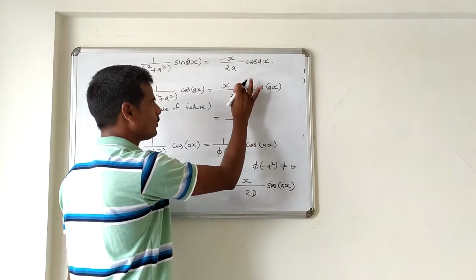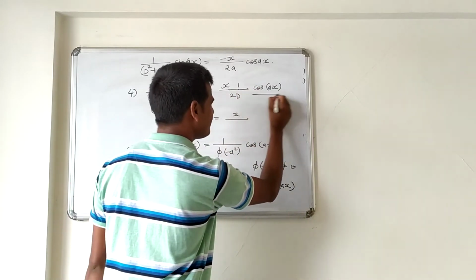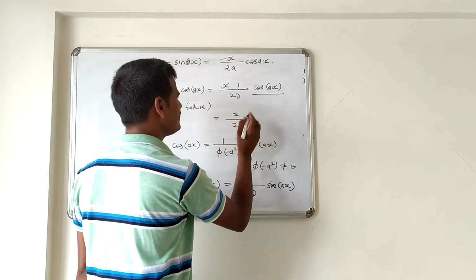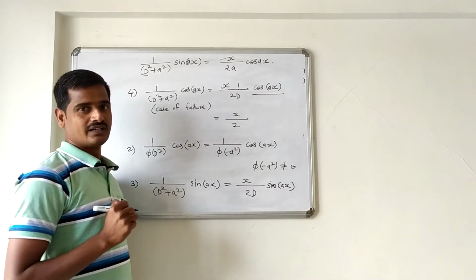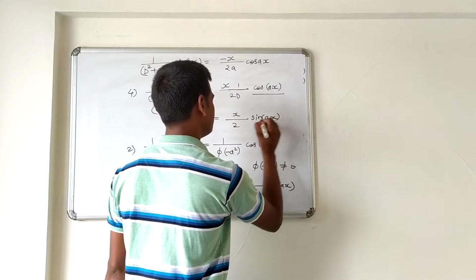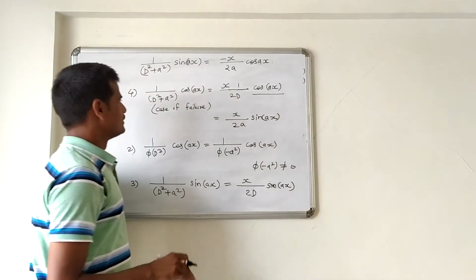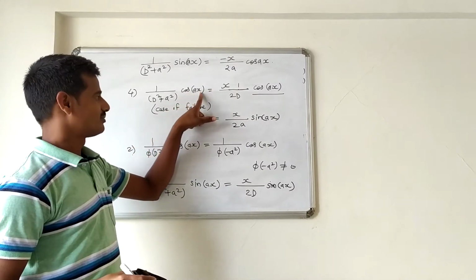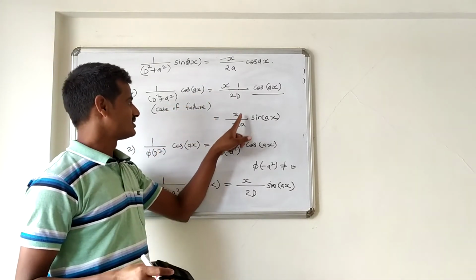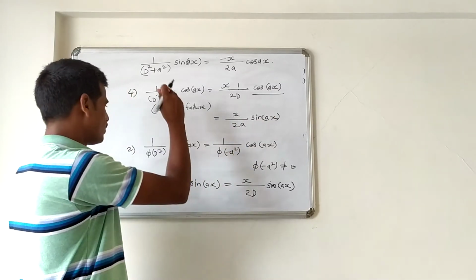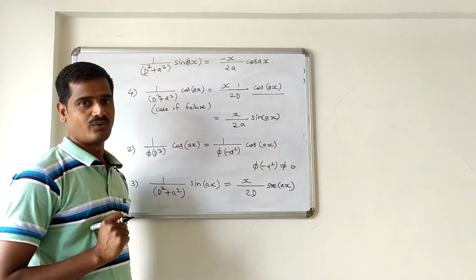So you only have to operate 1 upon 2d on cos of ax. This is very important. So x upon 2, what is the integration of cos of ax? It is sine of ax divided by a. So 1 upon d square plus a square operated on cos of ax, you will get x upon 2a sine of ax. So these four results are very important.